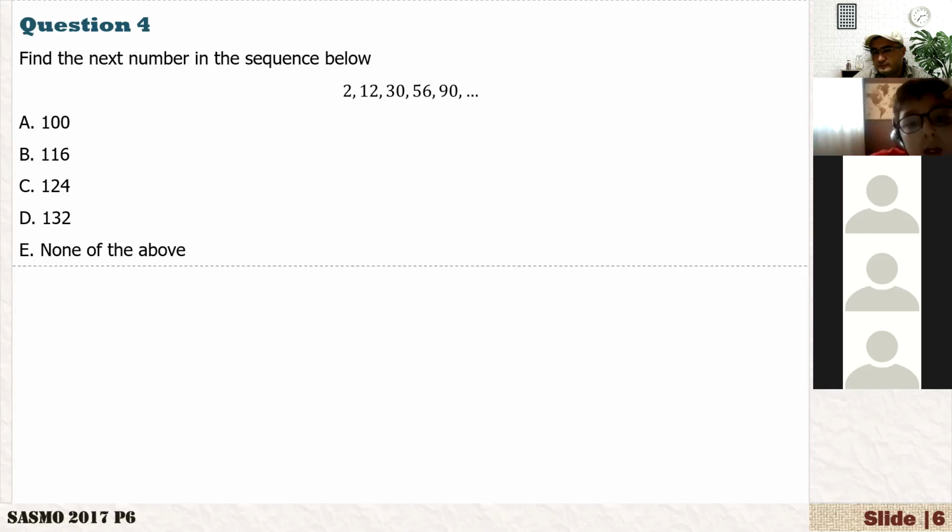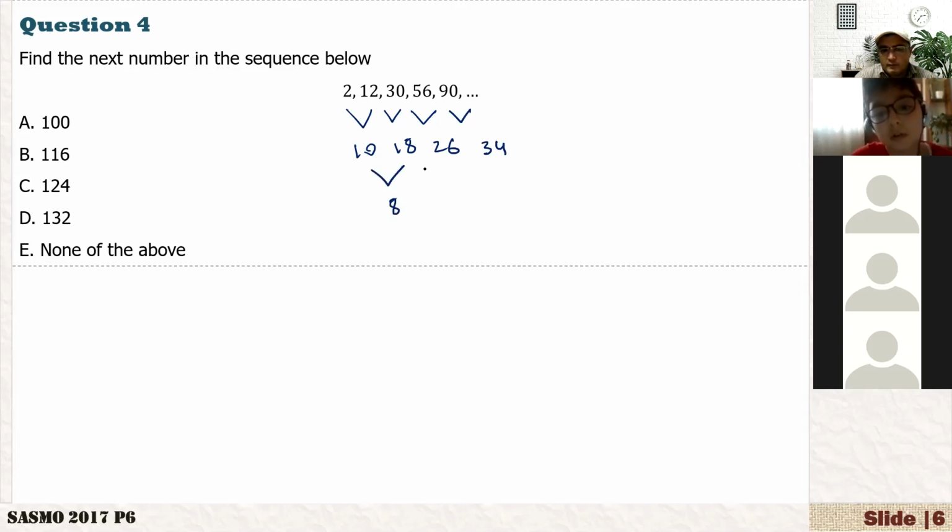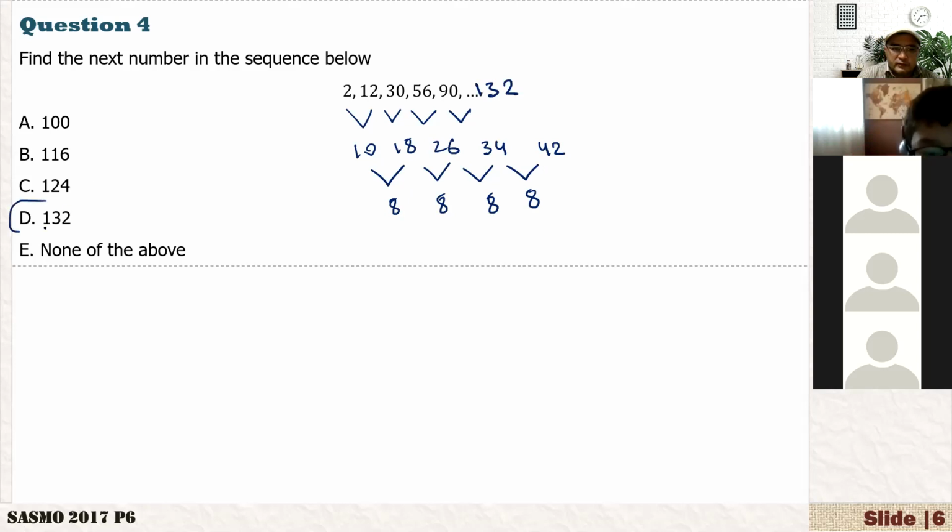12 minus 2 is equal to 10, 30 minus 12 is equal to 18, 56 minus 30 is equal to 26, 90 minus 56 is equal to 34, and 10 plus 8 is equal to 18, 18 plus 8 is 26, so 26 plus 8 is equal to 34, and 34 plus 8 is equal to 42, and 42 plus 90 is equal to 132. Very good, very good.